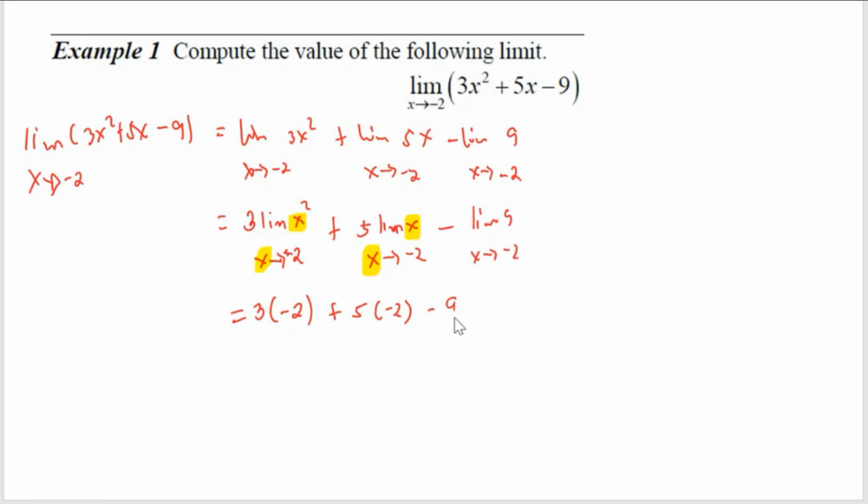So by simplifying this one, I already forgot the power of 2 on the first term. So the square of negative 2 is positive 4. Times 3, we have 12, plus 5 times negative 2 is negative 10, minus 9. So we have 12 minus 19. Therefore, the answer is negative 7. So that is now the answer for that. I hope you can try to follow the properties in order for you to answer that one.